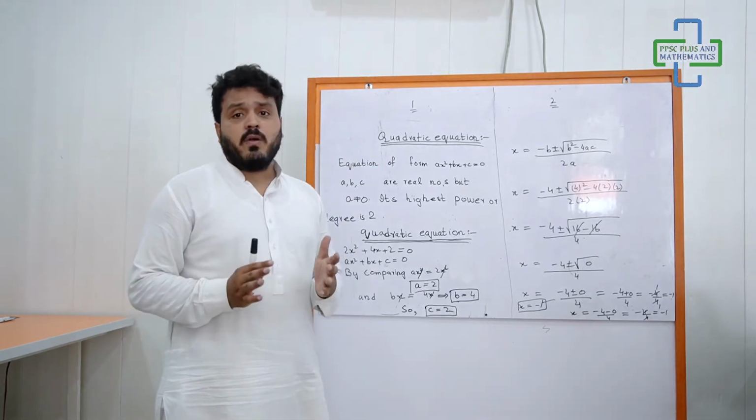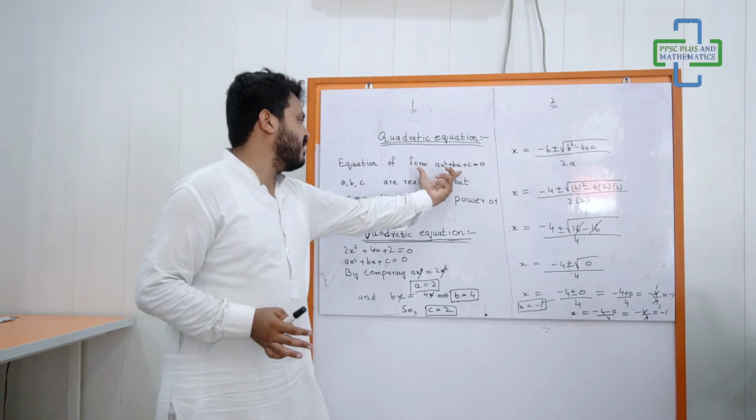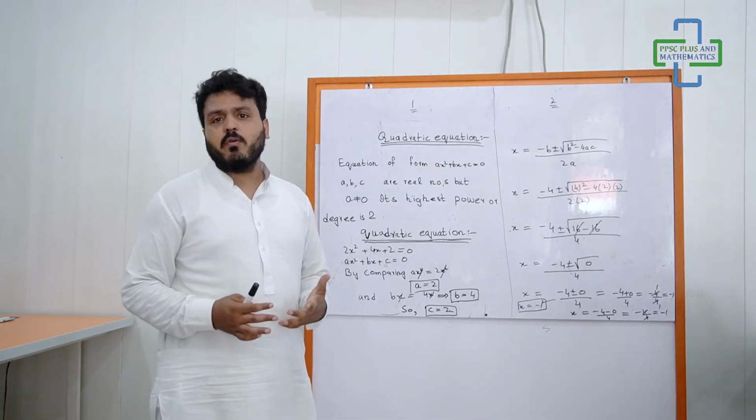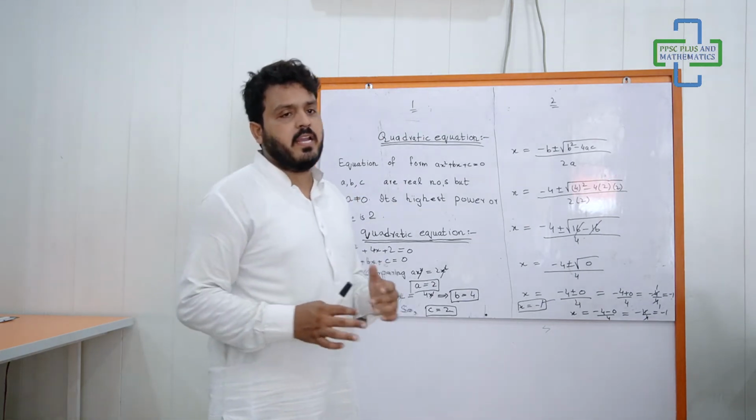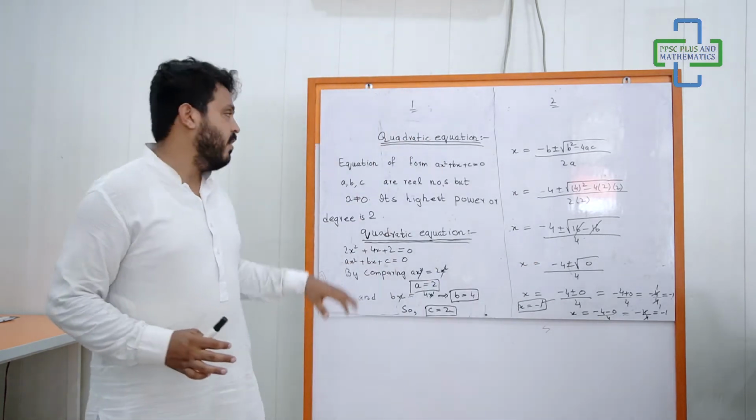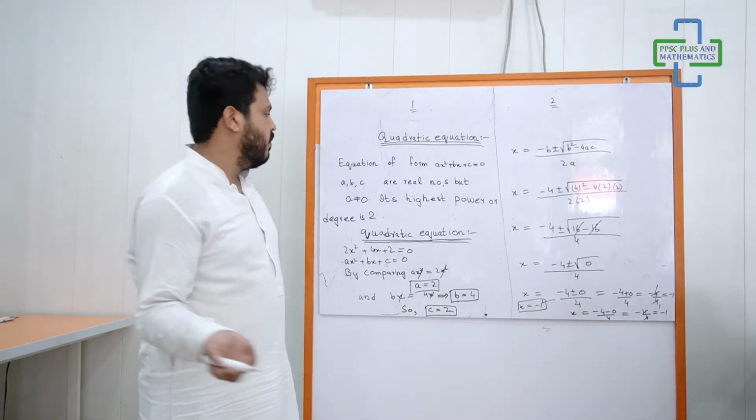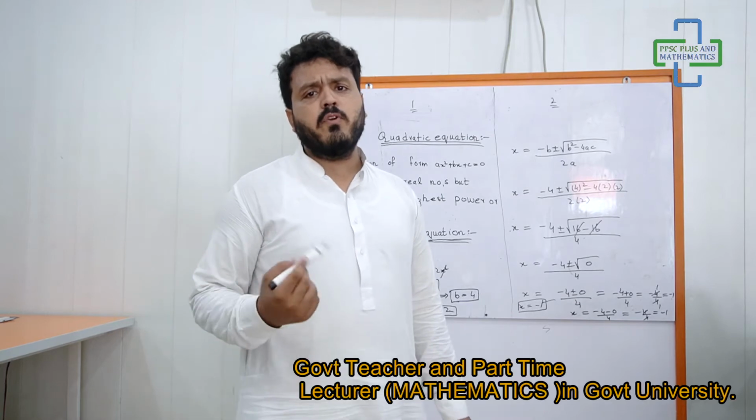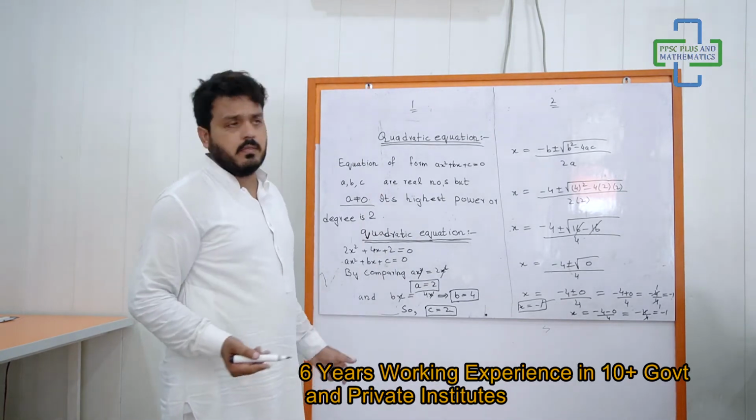Quadratic equation. What is a quadratic equation? An equation of the form ax square plus bx plus c is equal to 0 is called a quadratic equation, where a, b and c are real numbers. We can put any number we want, but a is not equal to 0. Why is a not equal to 0? If we put a equal to 0, then the equation is not quadratic.